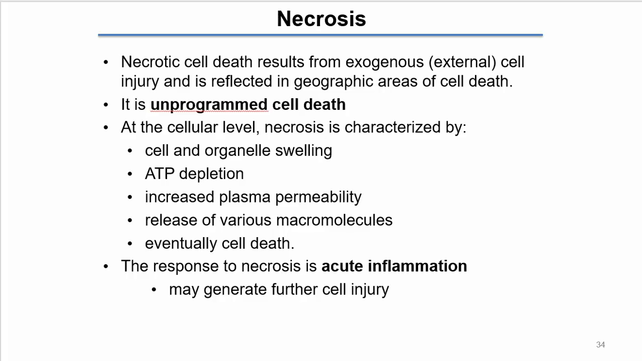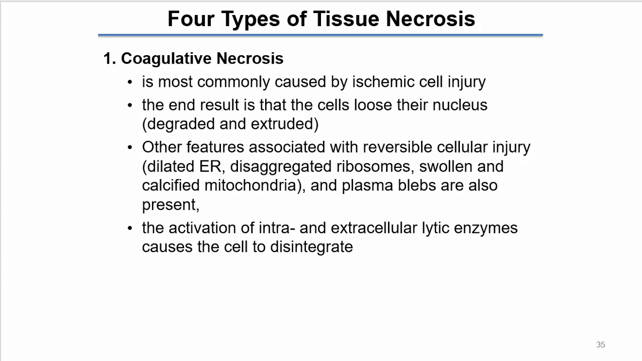And the problem with acute inflammation in the area is that this causes further cell injury to the neighboring cells. And oftentimes these cells may still be in the reversible stage, and they'll get put over into the irreversible, and the necrosis will spread. Cell death will spread through the tissue. So when the cells die, they die in 4 types of necrosis.